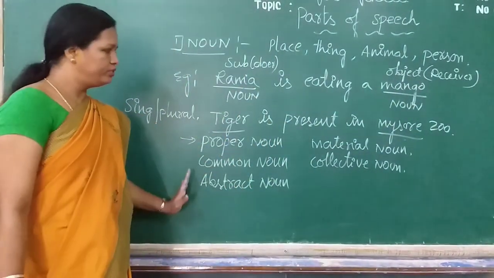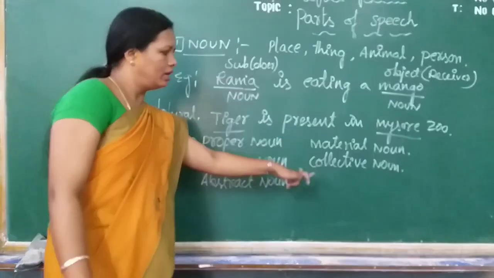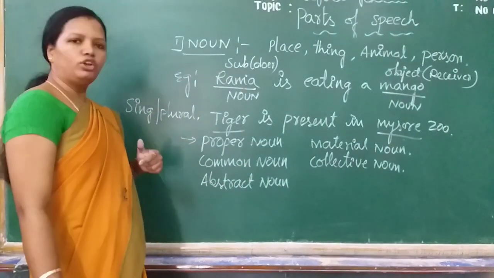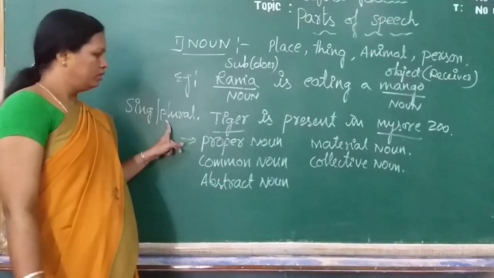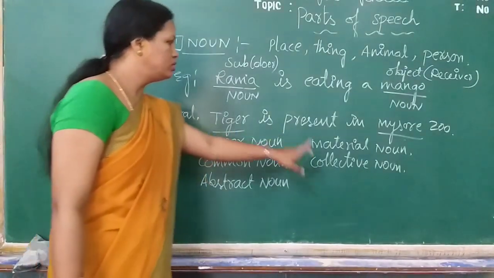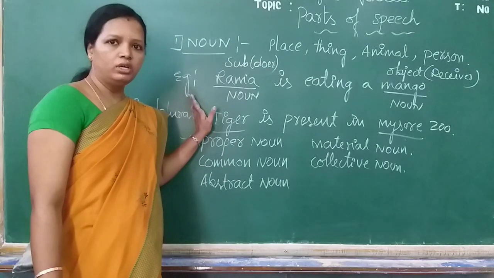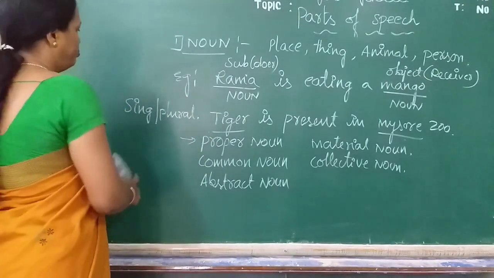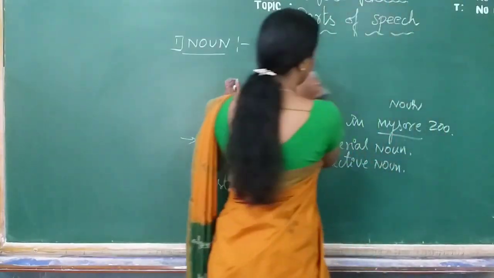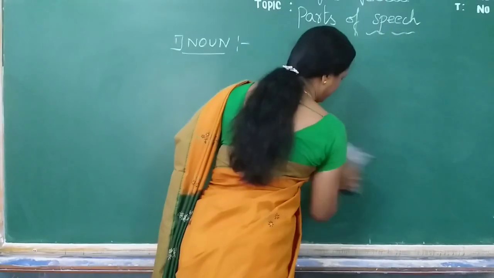So we have 5 types of nouns, that is proper noun, common noun, abstract noun, material noun and collective noun. So in this, proper noun cannot be a plural. It can be only singular, and common noun can be a plural, and collective nouns also can be a plural. So is it clear about noun? Next we shall move on to the pronoun. I hope children, all of you are thorough with this noun. So I am moving towards the next part of speech.